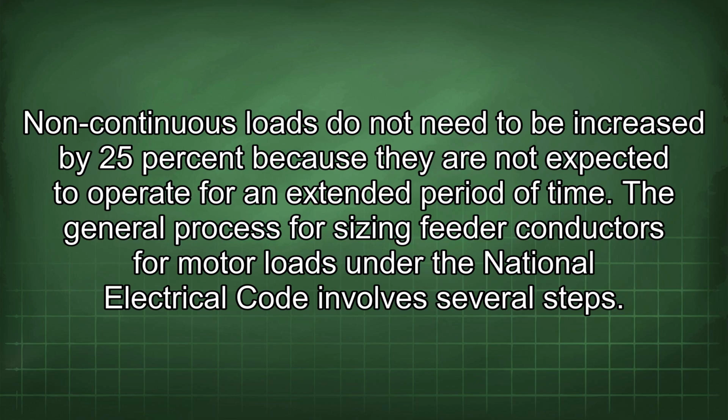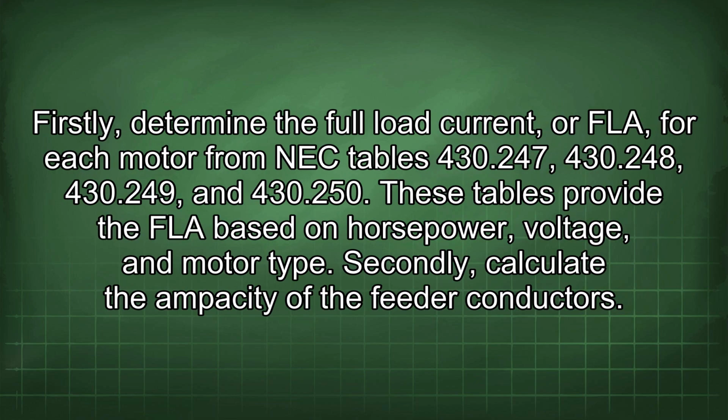The general process for sizing feeder conductors for motor loads under the National Electrical Code involves several steps. Firstly, determine the full load current, or FLA, for each motor from NEC tables 430.247, 430.248, 430.249, and 430.250. These tables provide the FLA based on horsepower, voltage, and motor type.